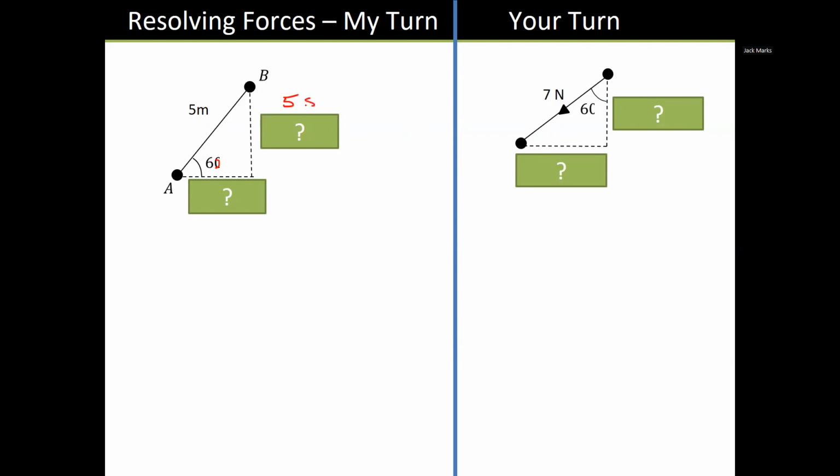I'm going to say then that would be 5 sine 60. And the other one here, well, this is adjacent, so this is going to be 5 cos 60. Over here, opposite is slightly different. So opposite first is going to be 7 sine 60, and adjacent is going to be 7 cos 60.